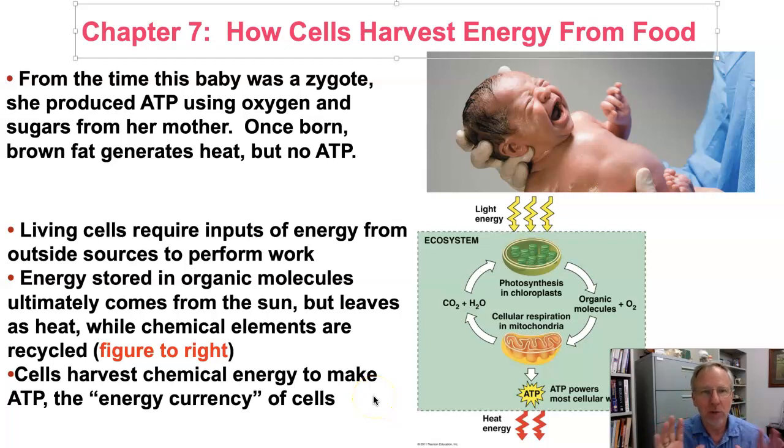Having left chapter 5, which we just covered on the topic of energy, what energy is, different forms that it occurs in, why it's important to cells, enzymes, ATP, all those were subjects of chapter 5. This chapter is an extension of chapter 5. Chapter 7, titled How Cells Harvest Energy from Food.